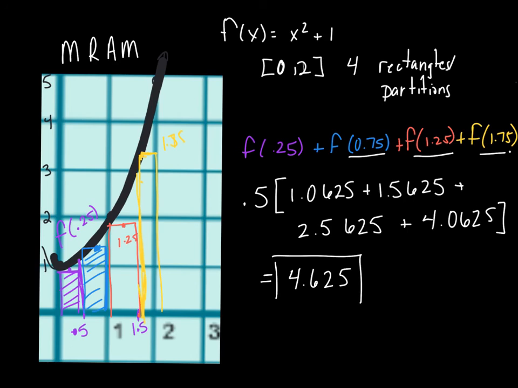Now, out of all of the methods, the middle rectangular approximation for this case probably gives the best idea of what the area underneath the curve is.